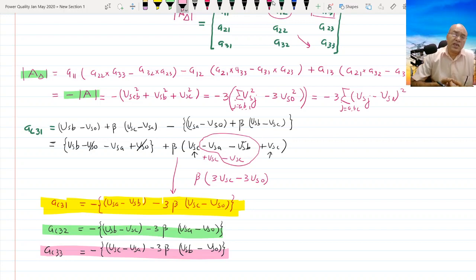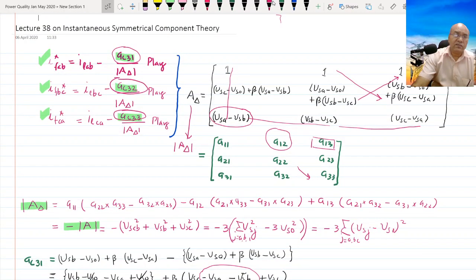So we know the determinant and we know the cofactors. Average load power has to be computed. Substitute back into the previous expressions of the currents, that is IFAB star, IFBC star, and IFCA star, those points, and simplify them. Okay, so let us go and substitute these values back.